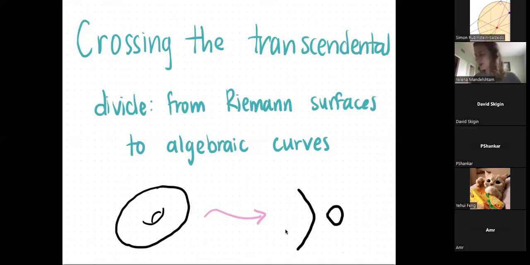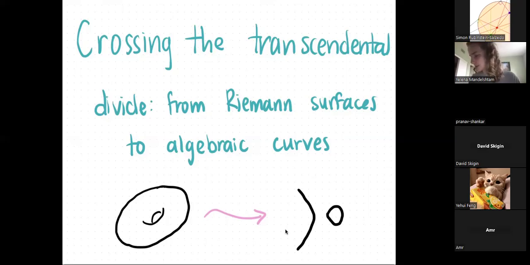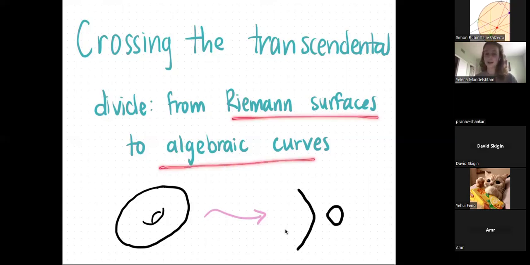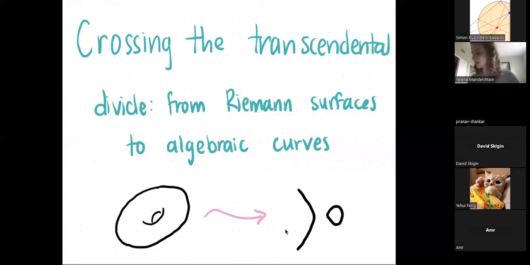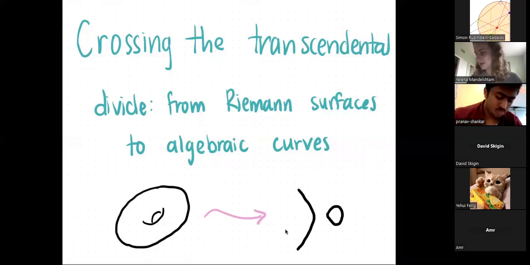And I will tell you about the transcendental divide. But a summary: Riemann surfaces and algebraic curves are two mathematical objects with different definitions. Turns out they are the same thing, but between them there is a big divide, which we call the transcendental divide. I'll say more about that later.